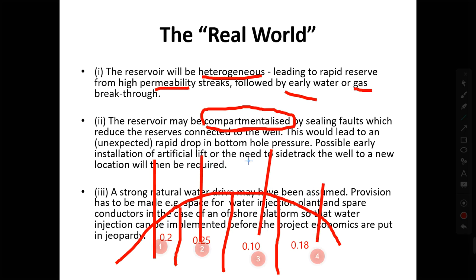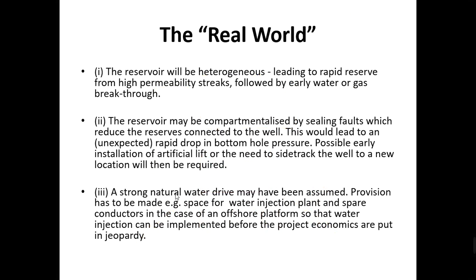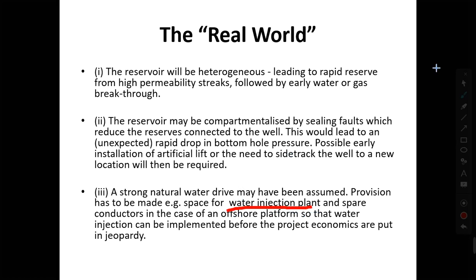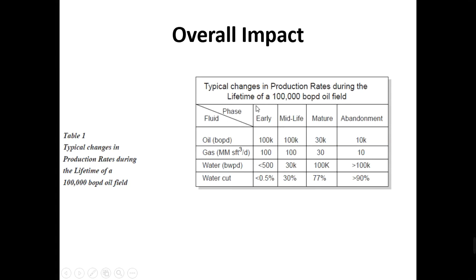Also, maybe there is a chance of rapid pressure drop. In this case, you have to plan for artificial lift on time. Or maybe you have a very strong water drive, and later there is no strong water drive and pressure declines, then you have to inject water. So you have to plan a place for the water injection plant, and so on. The real world is quite unexpected and uncertain, and you have to be very careful in production designing. These are the typical rate changes. For example, if you are dealing with oil, in the early stage you can get 100k, for example. Midlife also 100k. When it gets mature, from 100 it declines to 30k.